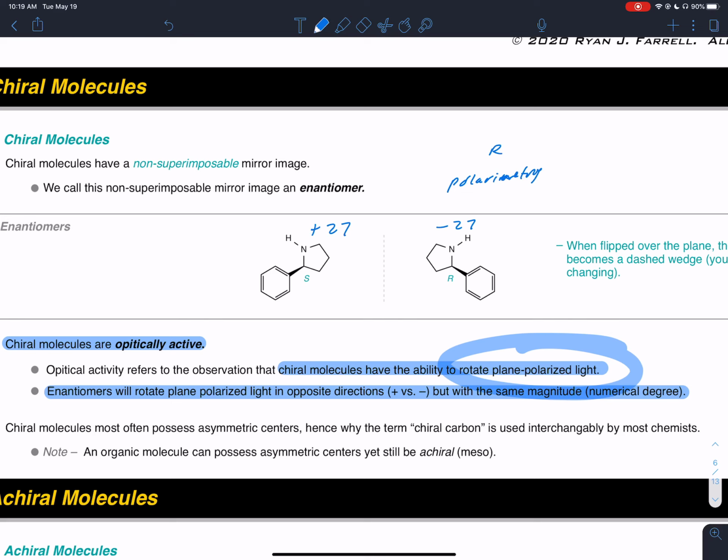Now, if we discerned that R rotated light minus 42 degrees, then we know that its enantiomer, which has the S configuration, would rotate light plus 42 degrees, okay?